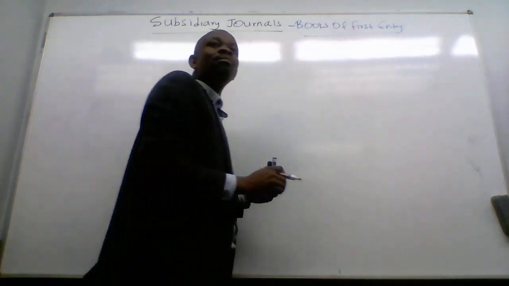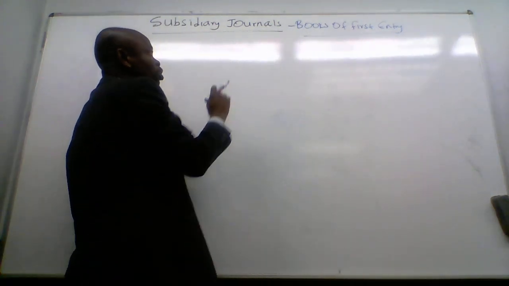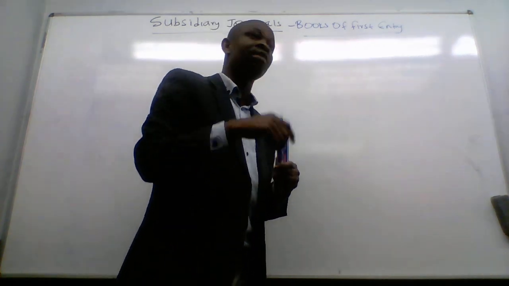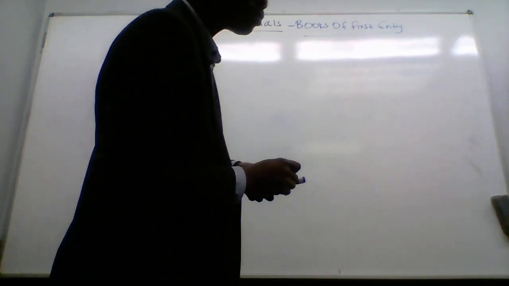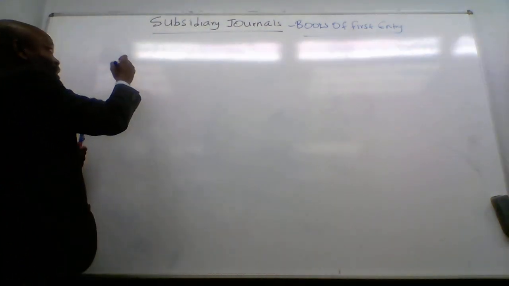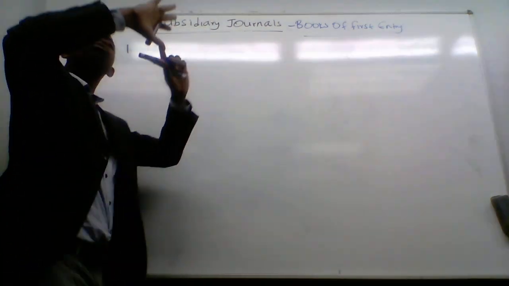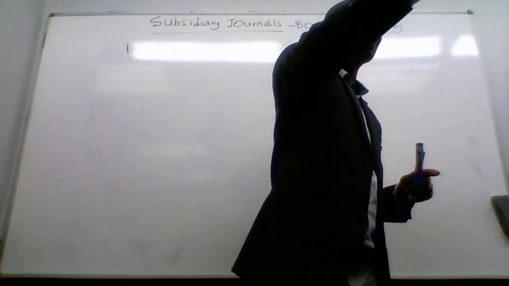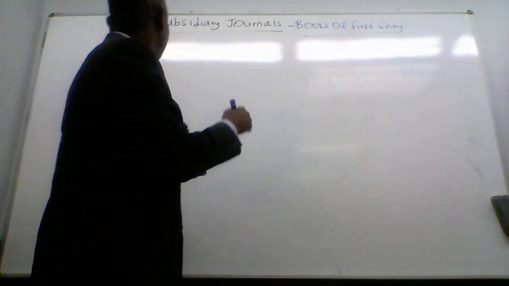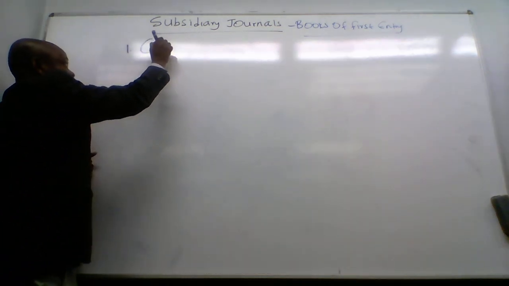Okay, so it means we are going to group all those transactions according to their behavior. But let's go through them one by one. Now, let's start with the first one. Remember, I'm just trying to give you all the subsidiary journals, and thereafter we focus on the cash ones, okay? Now, let me start with this one.